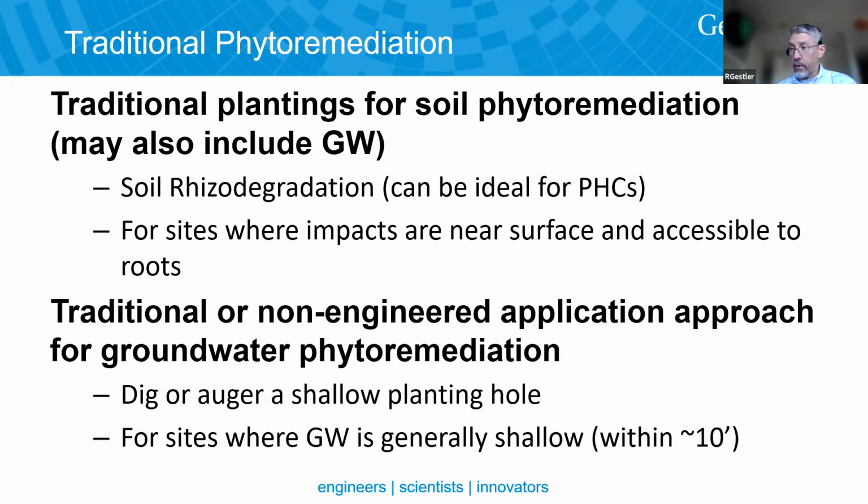We can also apply this for groundwater applications. So if you have a relatively shallow groundwater unit, a water-bearing zone, say generally within 10 feet of ground surface is a good rule of thumb to work with, then we can either dig a shallow hole or even auger a shallow planting hole, maybe a 6 or 8 inch diameter hole drilled down a couple feet. We can plant a tree in that and have it root down through the native soil towards our target groundwater to eventually develop a hydraulic connection between the plant root and the target groundwater to begin to exert a remedial benefit.